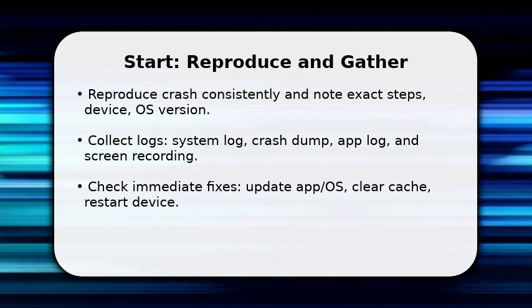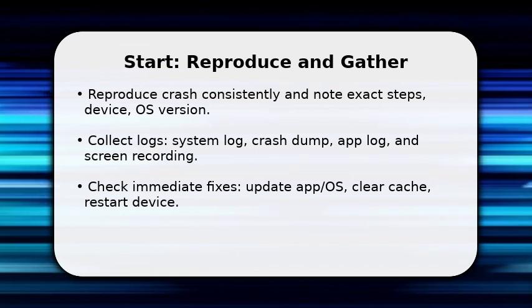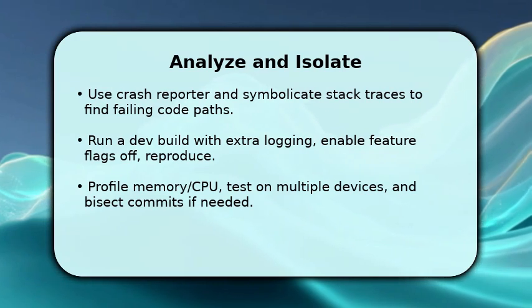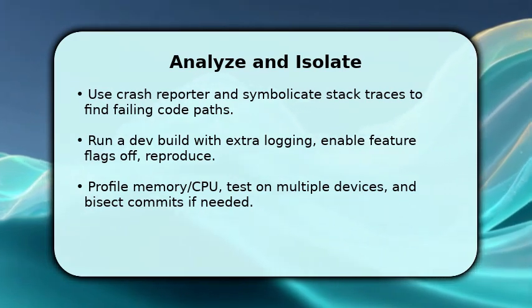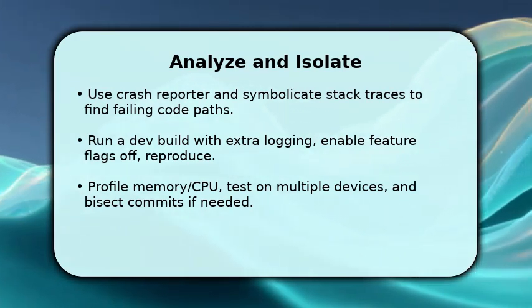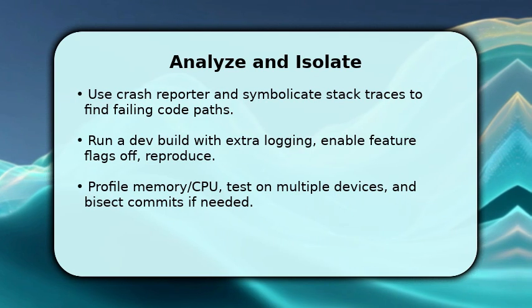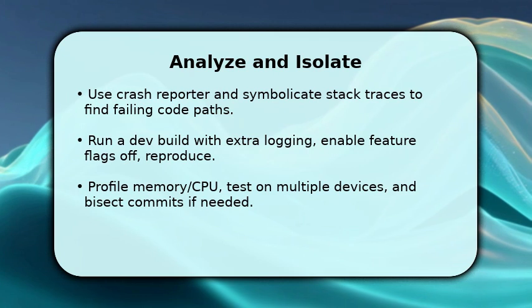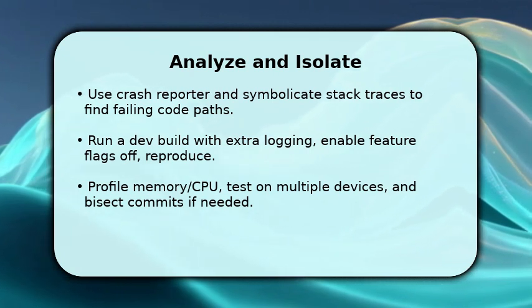These actions narrow the problem space quickly and allow you to move on to deeper debugging with useful artifacts in hand. You now analyze logs and isolate the offending code path by symbolication and stack inspection. Once done, build a development version with verbose logging or assertions to capture runtime state. Toggle feature flags off to isolate new features.